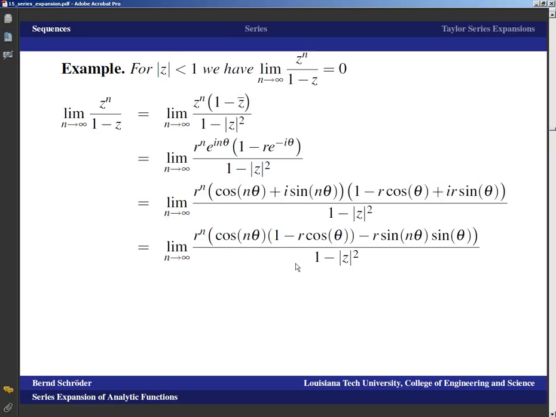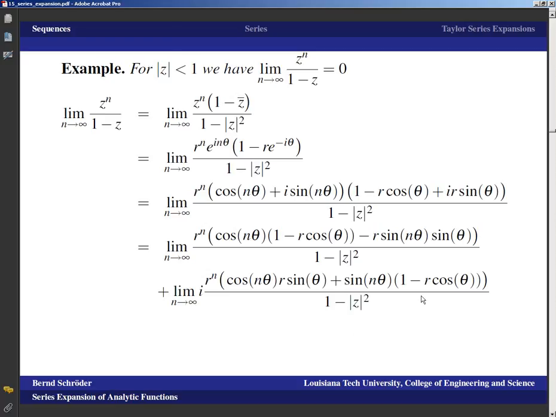First we find the real part. r to the n over 1 minus z absolute value squared is kept, then we have cosine n theta times 1 minus r cosine theta, that's this term, and then minus sine n theta times r sine theta, and that's what we have down here. For the imaginary part, we keep the i on the outside, we have r to the n over 1 minus z squared still with us, and the imaginary part now is cosine n theta times r sine theta, and then sine n theta times 1 minus r cosine theta.